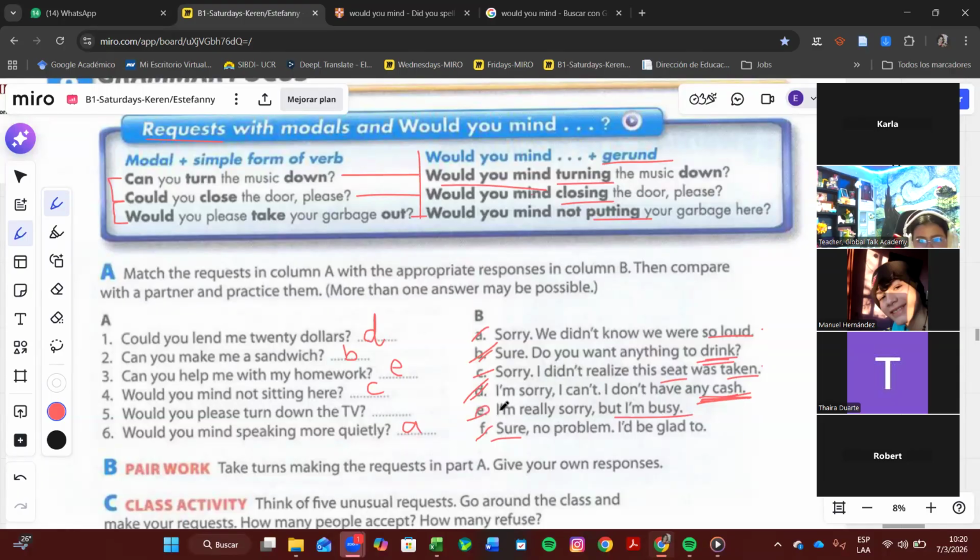So we have D, B, E, C, and A. So the last one is F, right? So would you please turn down the TV? Sure, right? Do you agree or not? Yes. Okay, excellent. So very good.